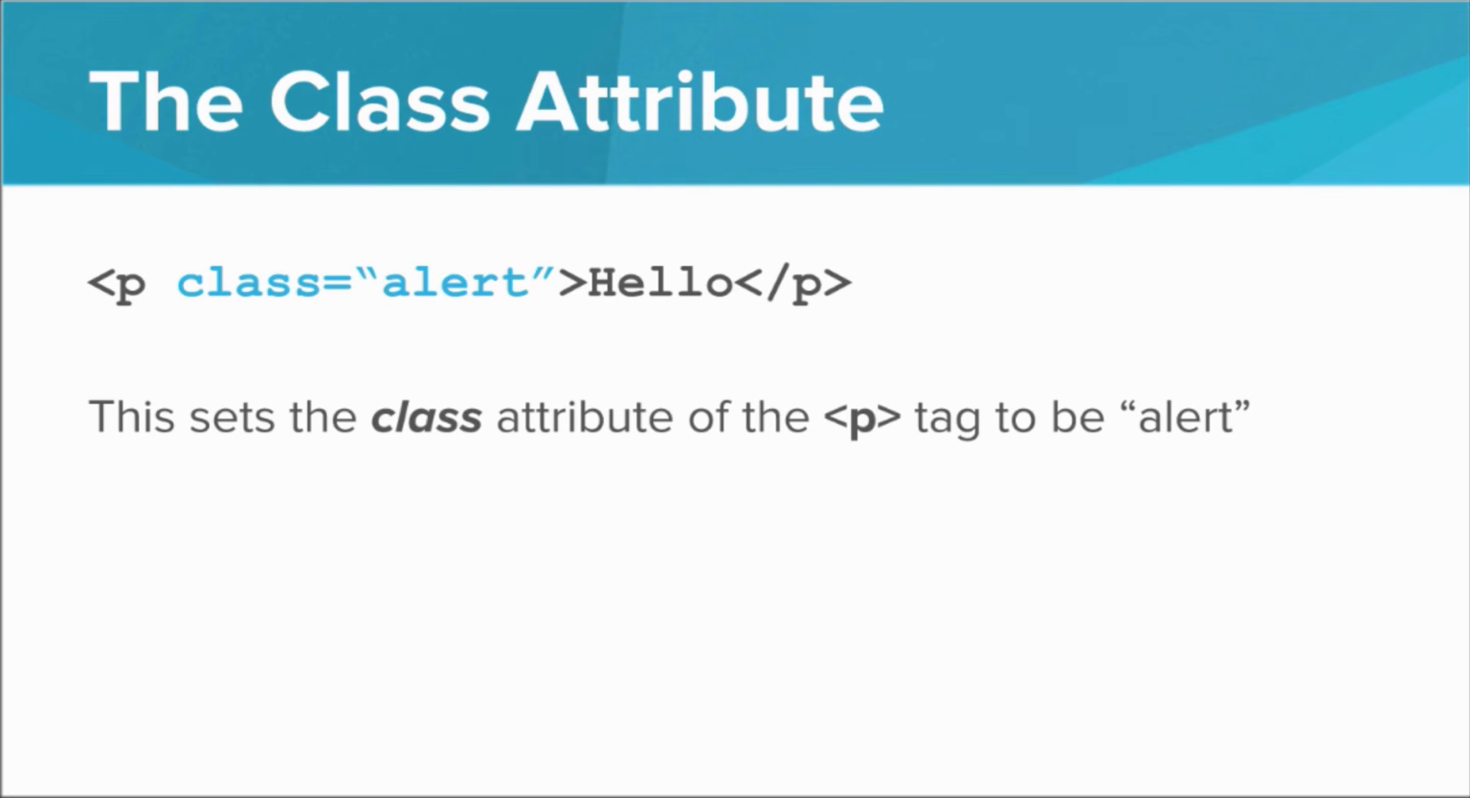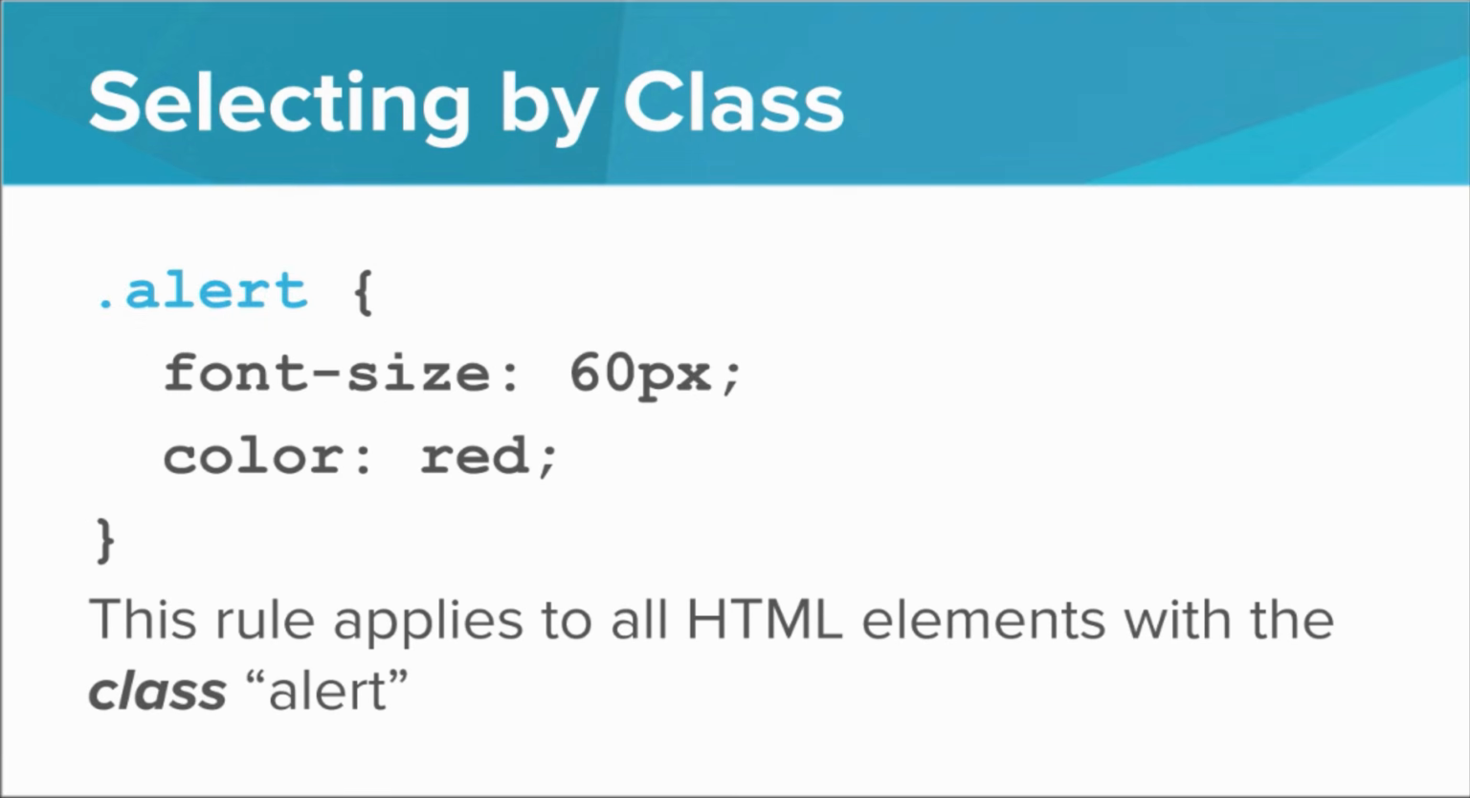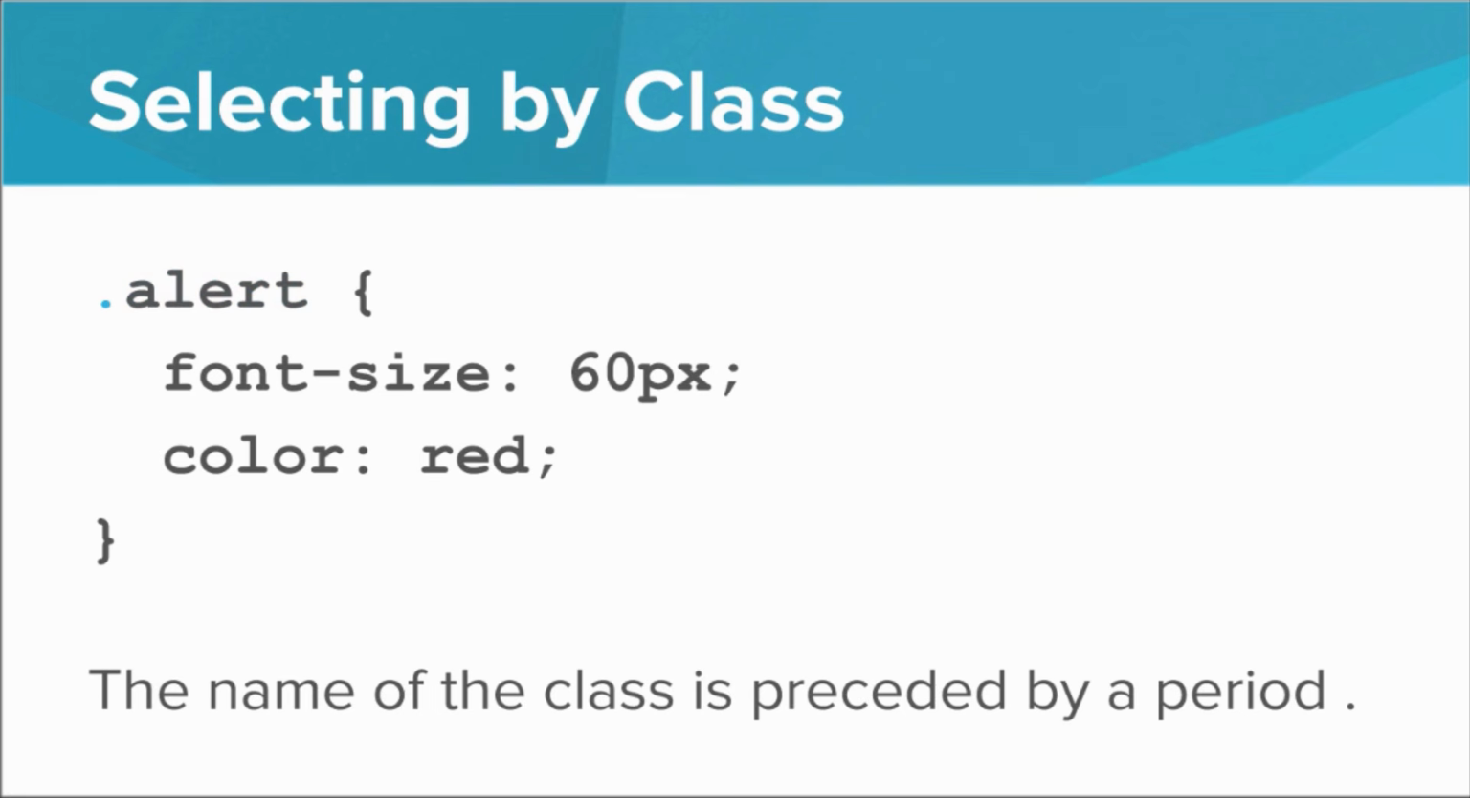And what's nice is this isn't specific to the p tag. We can have several different types of tags that all have the same class. That way we can style this group of HTML elements the same way, even though they're all different types of tags. They have the same class. So when we're selecting by class, this CSS rule will apply to all HTML elements with the class alert. And the format for selecting by class is simply to put a period in front of the class name.